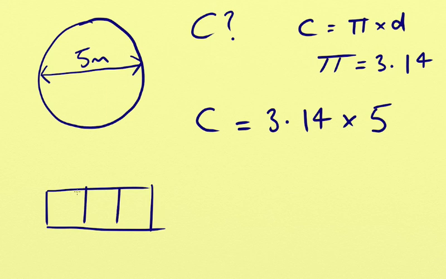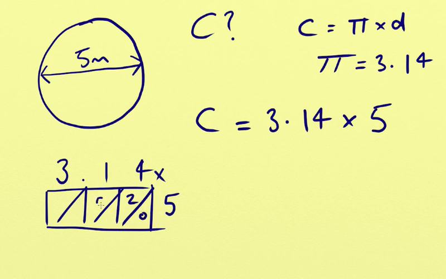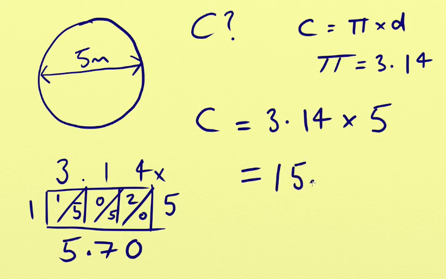Quickly do that down here. There's my grid, 3.14 times 5. We ignore the decimal at this point. 5 times 4 is 20. 1 5 is 5. 3 5s are 15. Add down the diagonal lines: 0, 7, 5 and 1. I'm going to put in 2 decimal places because that's how many were in my question. And I'm left with an answer of 15.70 meters. And that is the circumference of this circle, which is the length all the way around the edge of the circle.